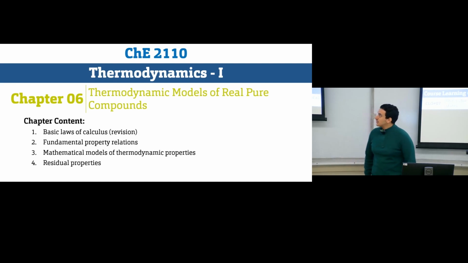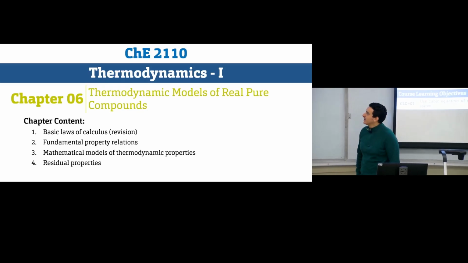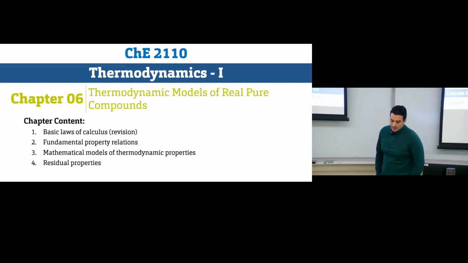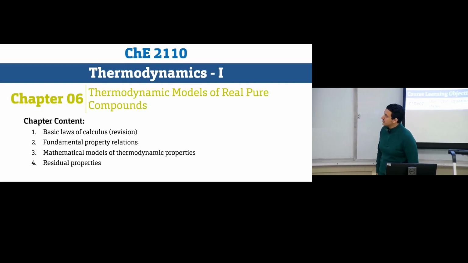So today we will start chapter 6. So finally, 2 more chapters remaining. One of them is chapter 6, which is thermodynamic models of real pure compounds. And here in this chapter, we have 4 points that we need to cover. Hopefully today we can finish the first 2 points.